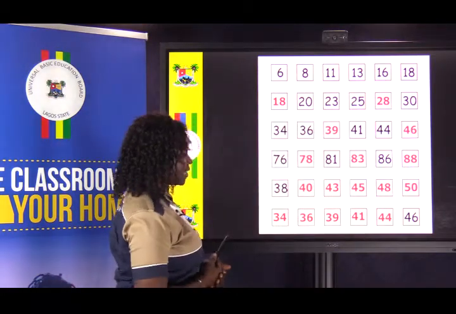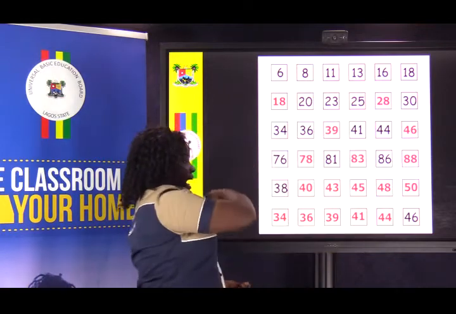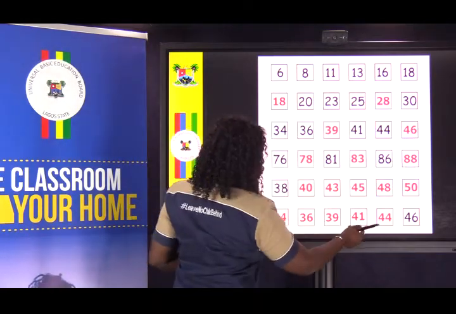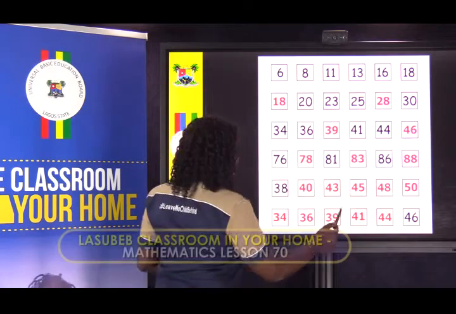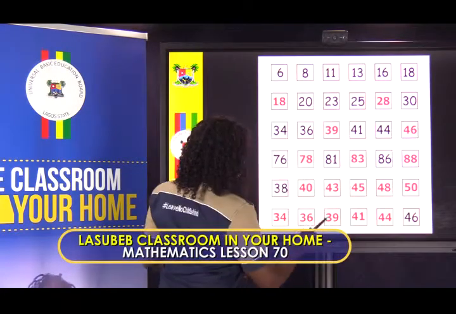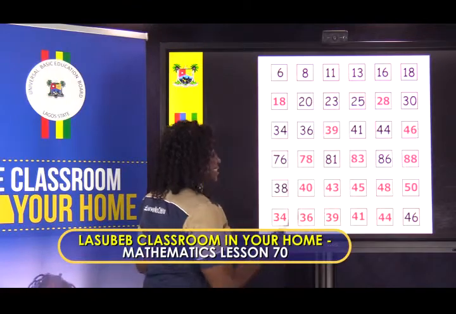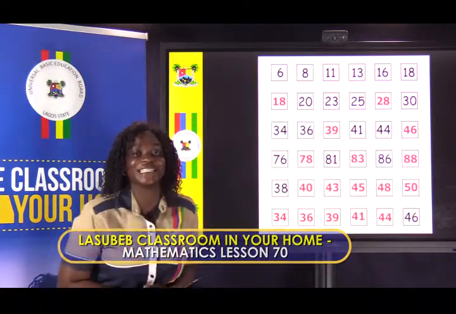Now this is tricky. We need to move back. Yes, 46 minus 2, 44. 44 minus 3, 41. 41 minus 2, 39. 39 minus 3, 36. 36 minus 2, 34.